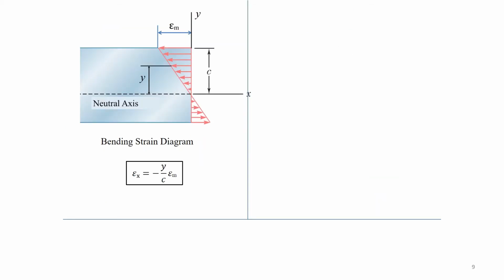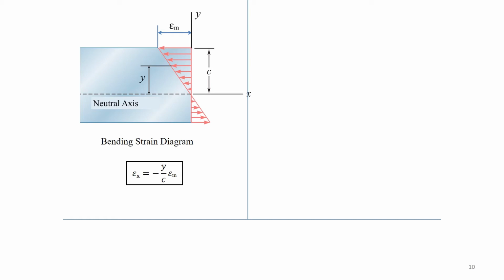For the figure on the left showing the strain distribution, this important result, epsilon equals negative y by rho, indicates that normal strain will vary linearly with distance y from the neutral axis. Here, the maximum strain occurs at the outermost fiber, with distance y equals c. From the shape shown, the distribution can be written as epsilon x equals negative y by c times epsilon m.